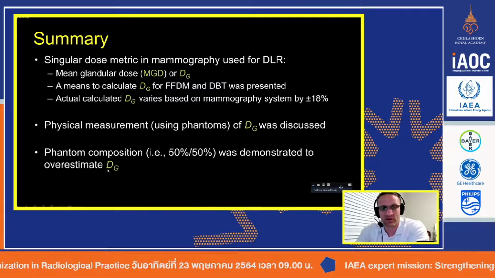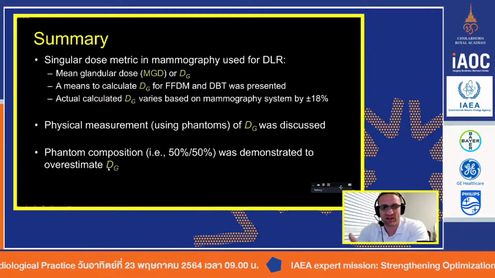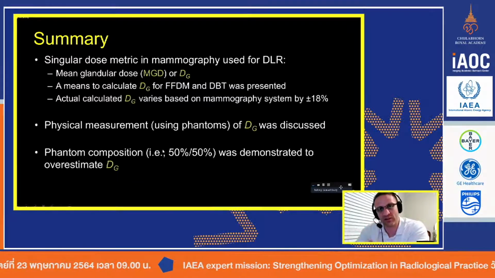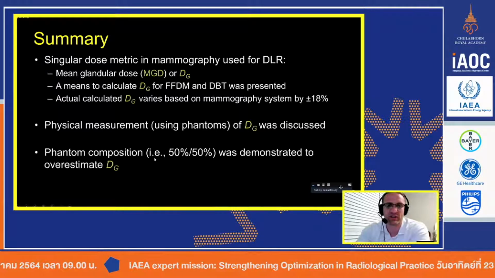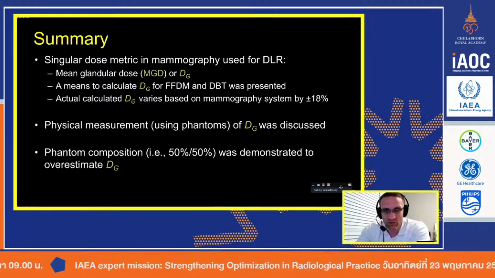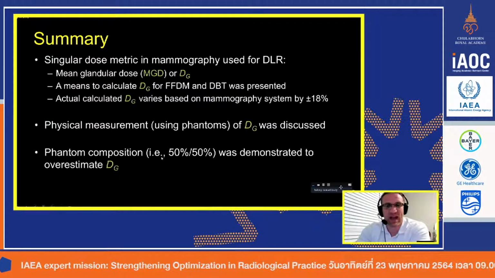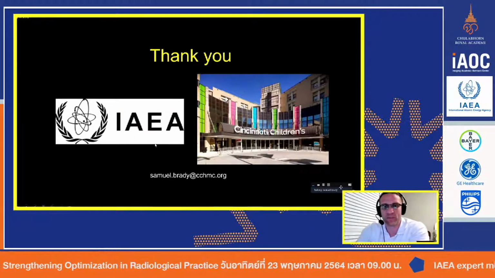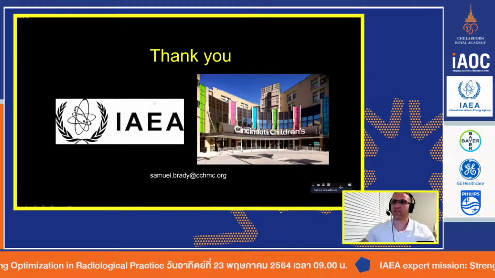And then we talked about the fact that this whole 50-50 thing doesn't exist. And so if your calculations are assuming 50% glandularity, you are in most cases overestimating the actual dose to the lady being imaged. All right, that's what I got for the first talk.